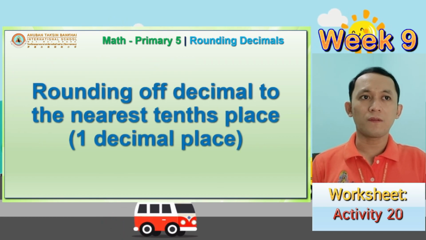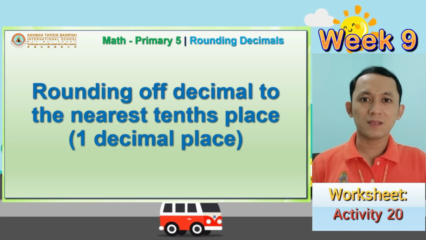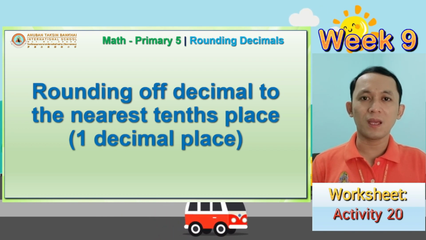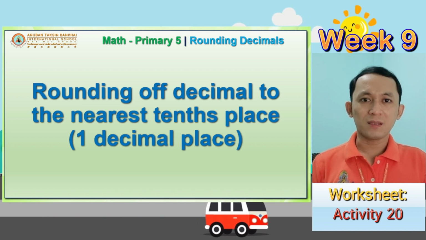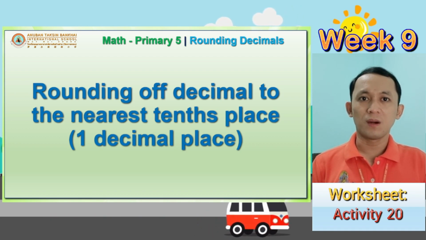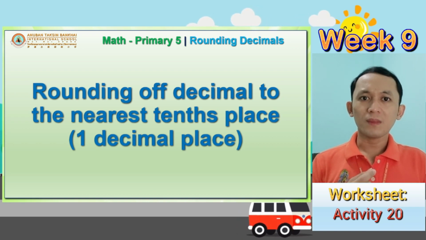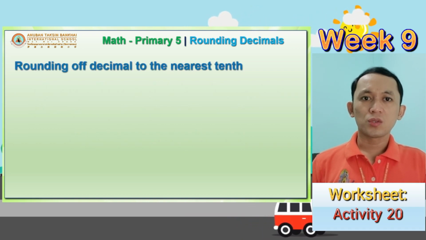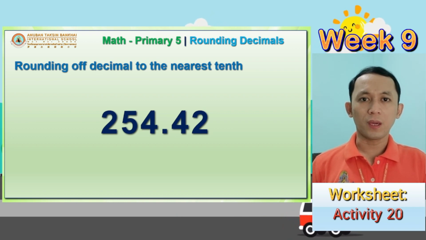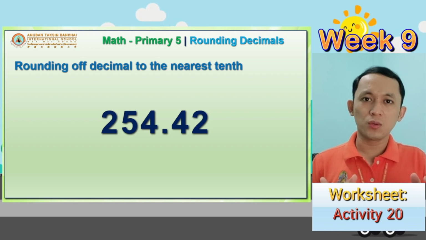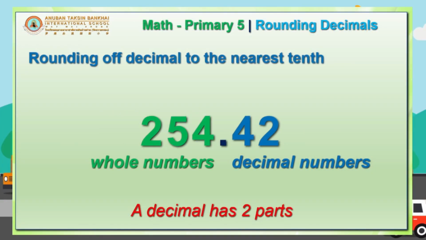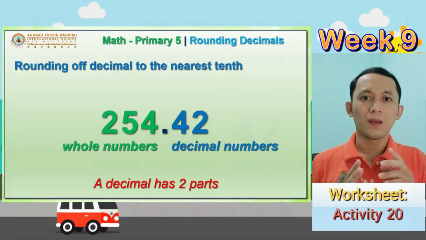Now let's discuss first rounding of decimals to the nearest tenths place. When we say tenths place, it means we have one decimal place, or one decimal digit. Let's have this example: 254.42. Decimals have two parts. On the left side we have the whole numbers, and on the right side we have the decimal numbers. Do not forget, they are separated by the decimal point.